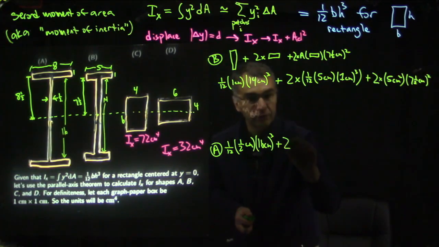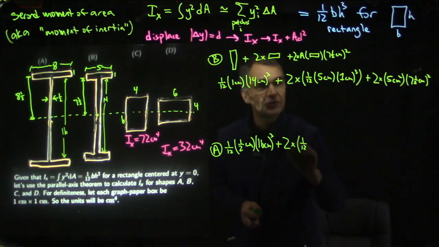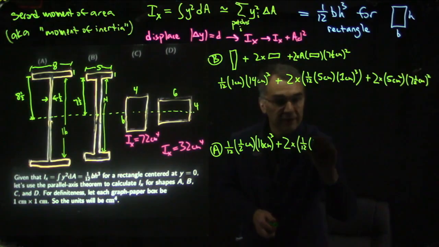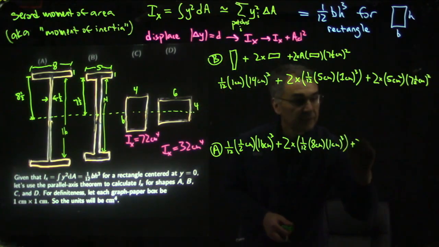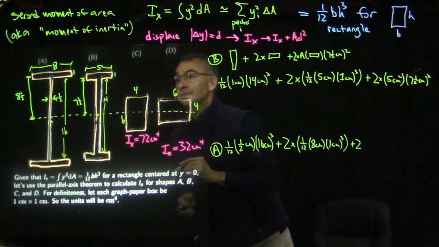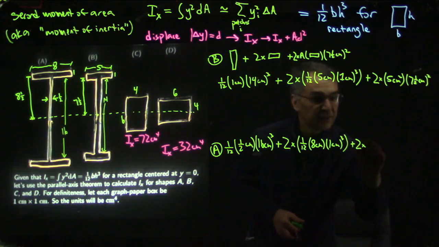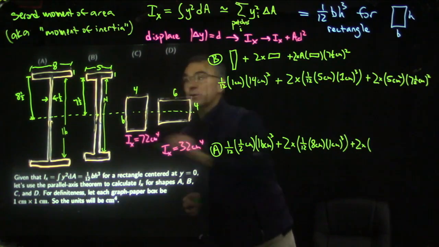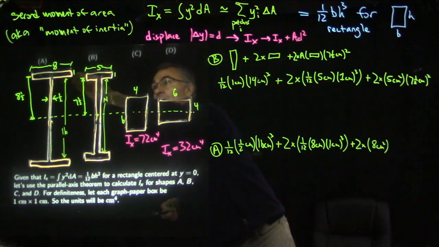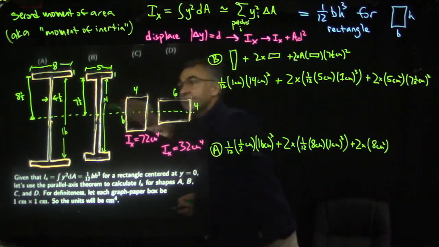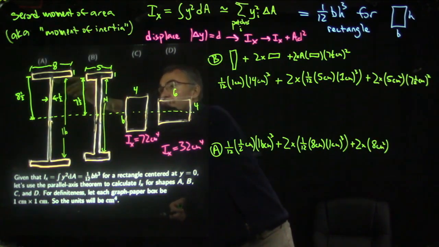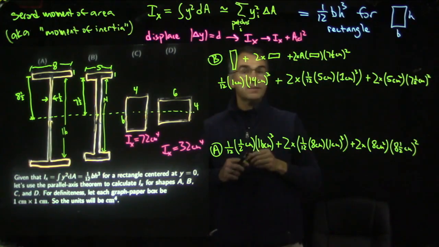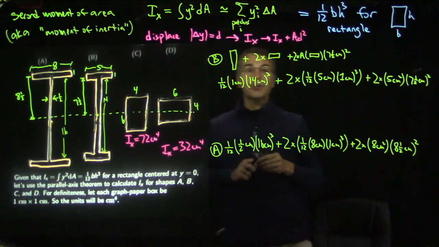Plus, now we have 2 flanges. Each flange contributes for its own shape 1/12. That's 8 centimeters wide, and it's 1 centimeter tall. Then we have the displacement of the 2 flanges from the x-axis, so it's 2 because there are 2 of them. The area is 8 square centimeters because this is 8 wide and 1 tall. So the area of this horizontal rectangle is 8 square centimeters. And then the distance that it's displaced from the x-axis is 8½ centimeters. We square that.